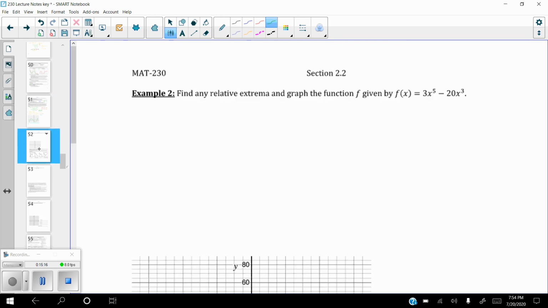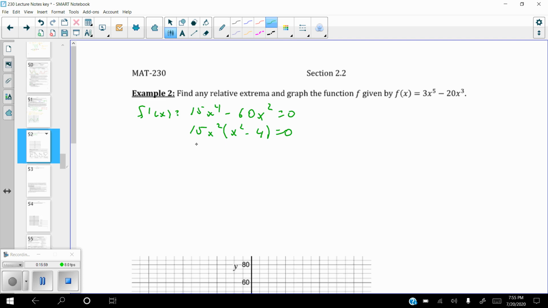Find any relative extrema and graph the function given by 3x to the fifth minus 20x cubed. So let's go ahead and find the first derivative, which is going to be 15x to the fourth minus 60x squared. Let's find our critical values. So we're going to set that equal to 0. All right, we can factor a 15x squared out, which is just going to leave x squared minus 4.